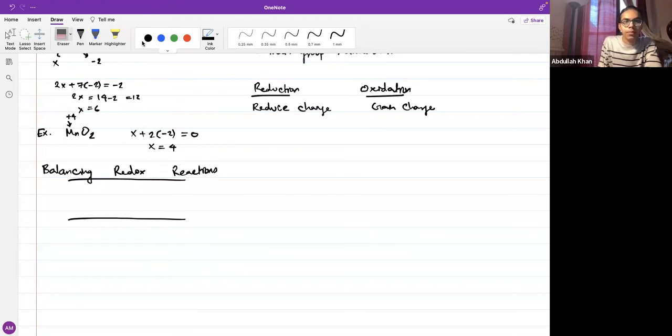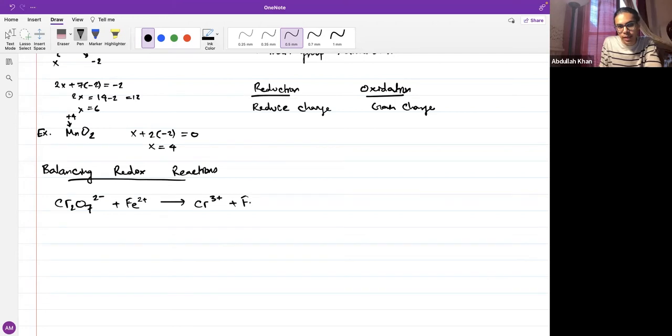And here's an example. Cr2O7 2- plus Fe 2+ gives Cr 3+ plus Fe 3+.